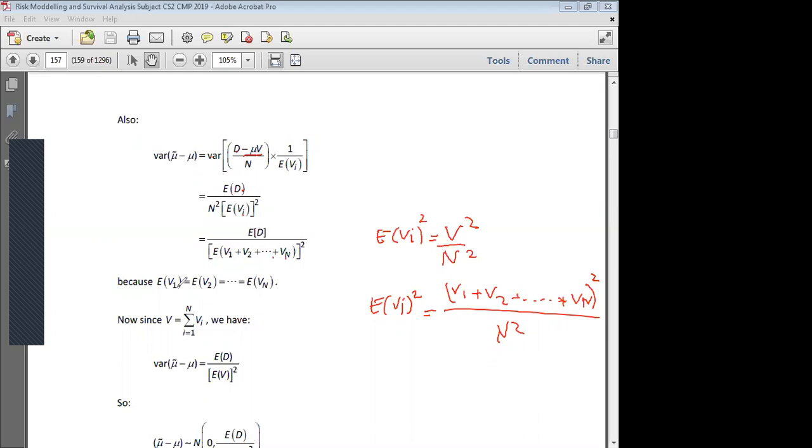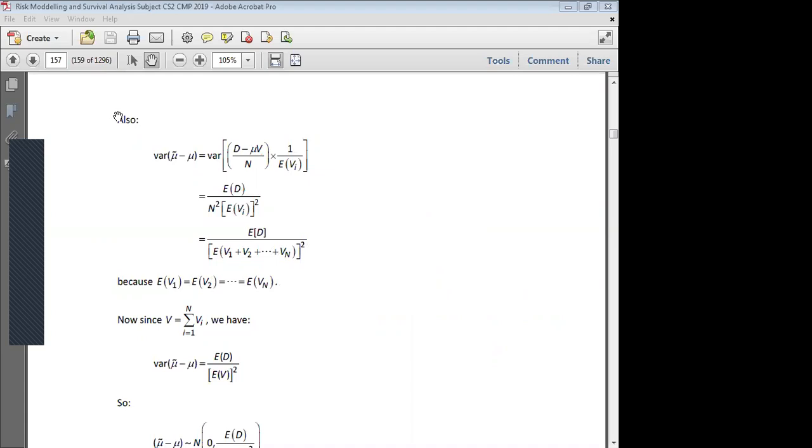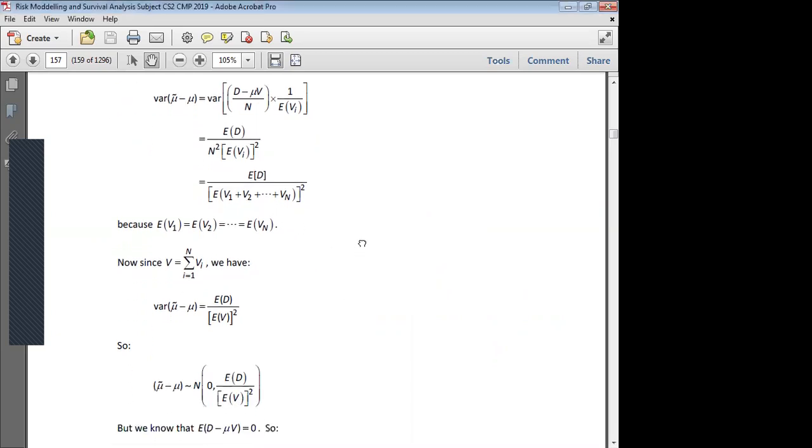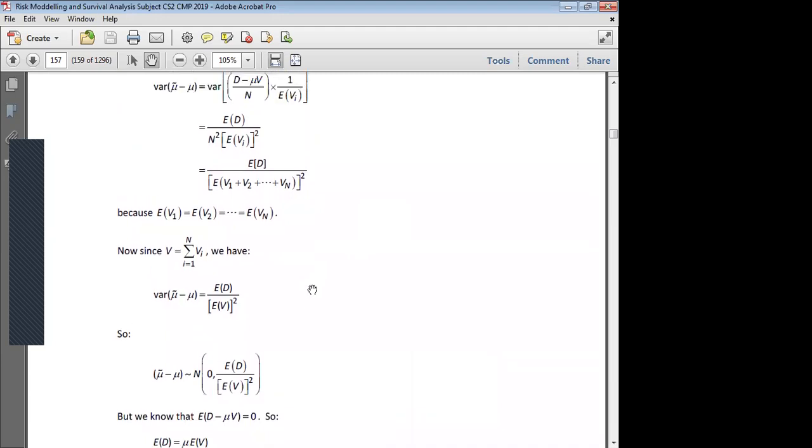And again, they are using the fact that, in expectation, these V1, V2, and Vn are all the same. Then what you will have is just the expectation of V, the whole square, here. So I guess this should be pretty clear. Does this make sense to you guys?